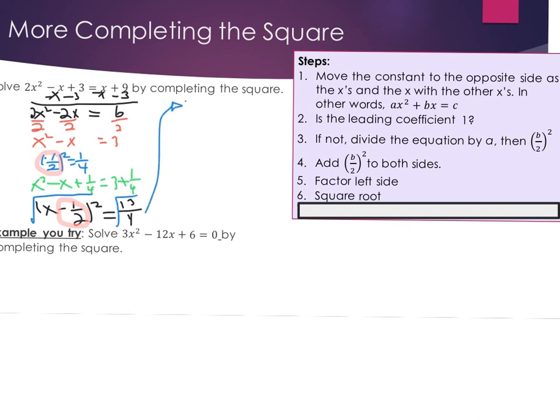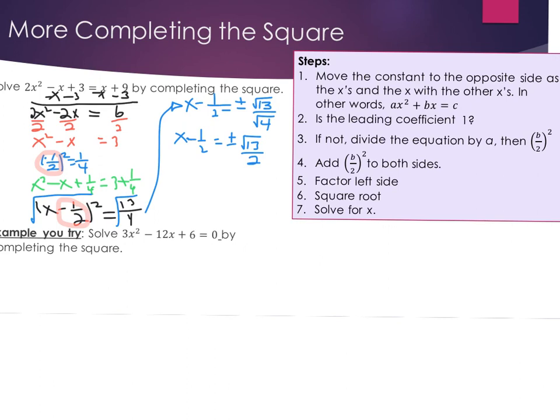When we square root both sides, notice the left side is x minus 1/2, and the right side is plus or minus the square root of 13 over the square root of 4. So x minus 1/2 equals plus or minus the square root of 13 over 2. Do not give me a decimal. And all that's left is to solve for x.